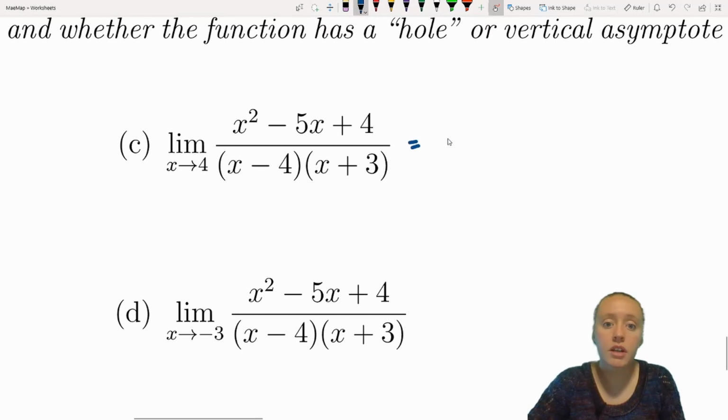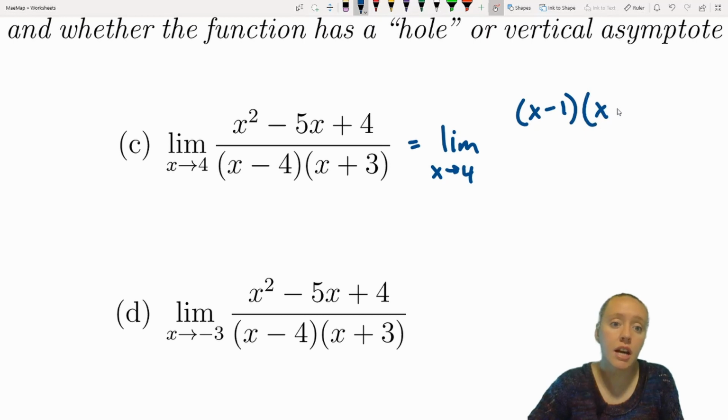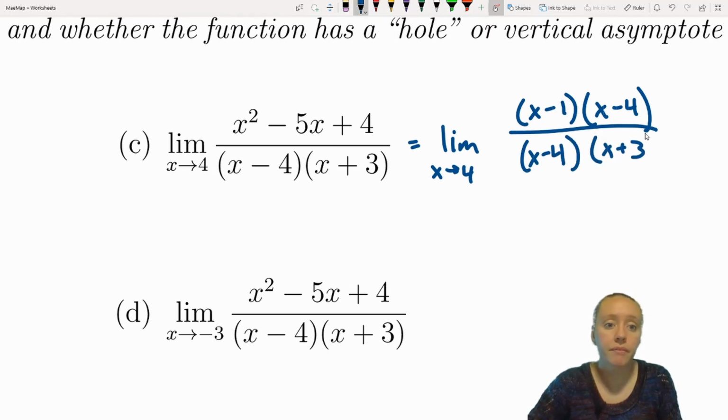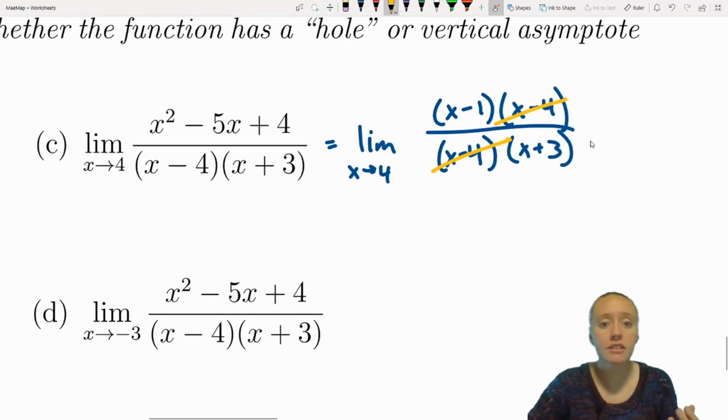So this is going to be the limit as x approaches 4 of what multiplies to give me positive 4 and adds to give me a -5. That's going to be -1 and -4. So this is going to be x minus 1 times x minus 4 all over x minus 4 times x plus 3. You can see that as x approaches 4, my factor in my denominator that's making my overall function equal 0 cancels out. My x minus 4 cancels out, so I know that this is actually a hole when x is 4.